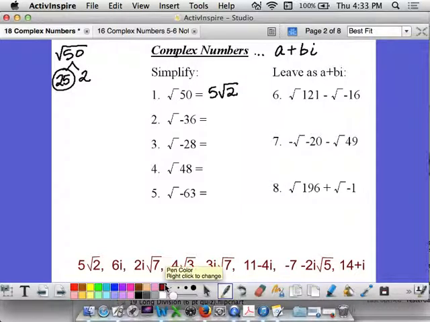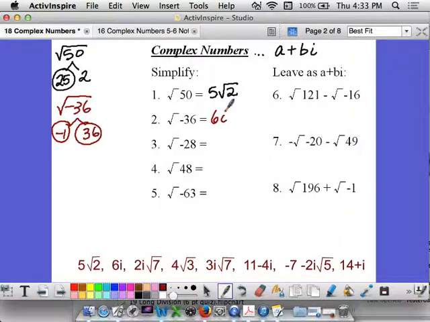If I have the square root of negative 36, I know the square root of negative 1, and I know the square root of 36. The square root of negative 1 is i. The square root of 36 is 6. So this answer is 6i. The square root of negative 1 is i. That's where I get it right there.